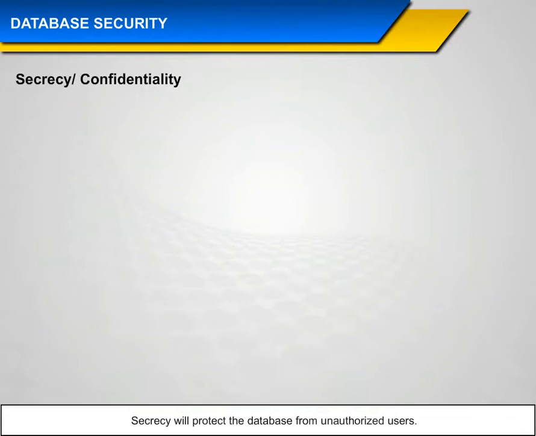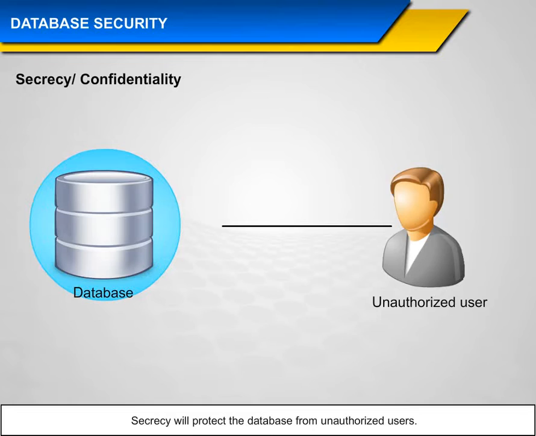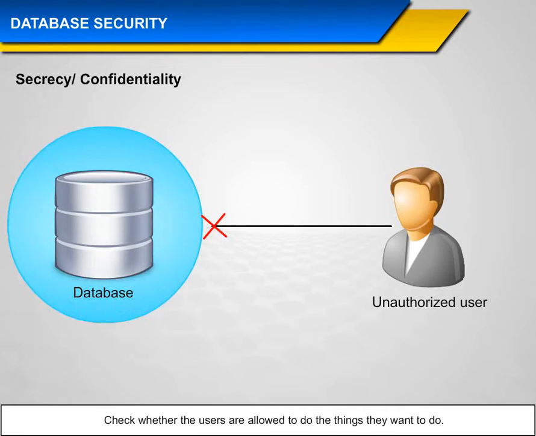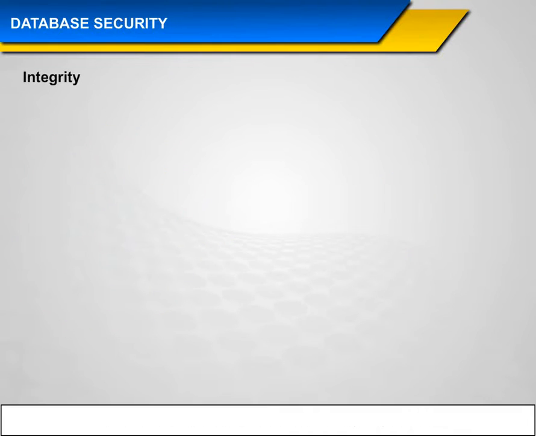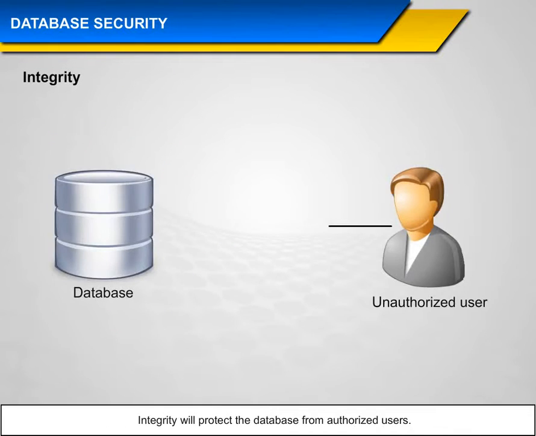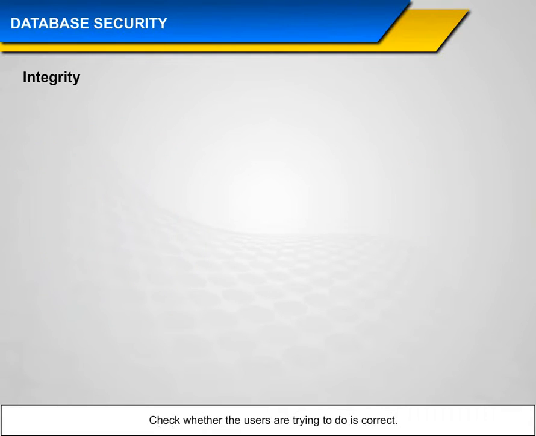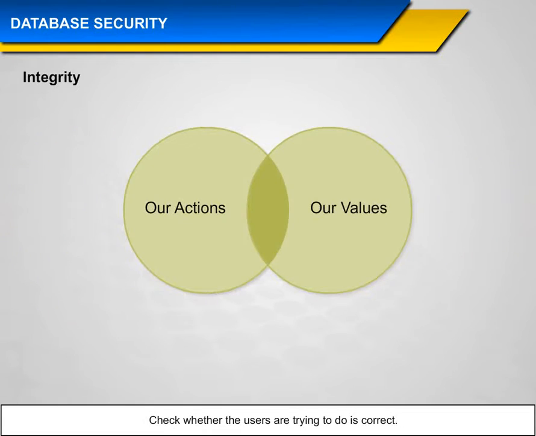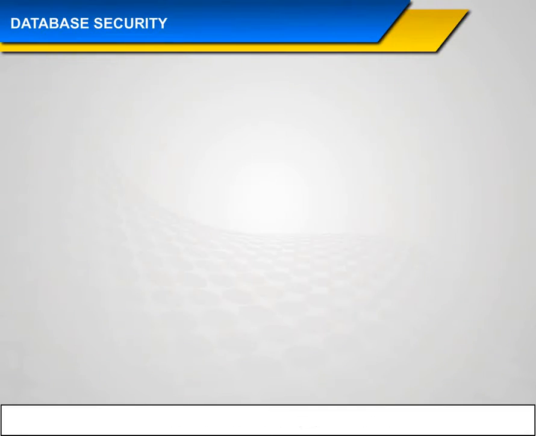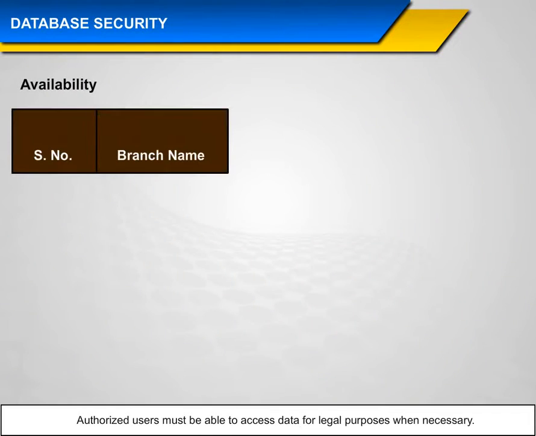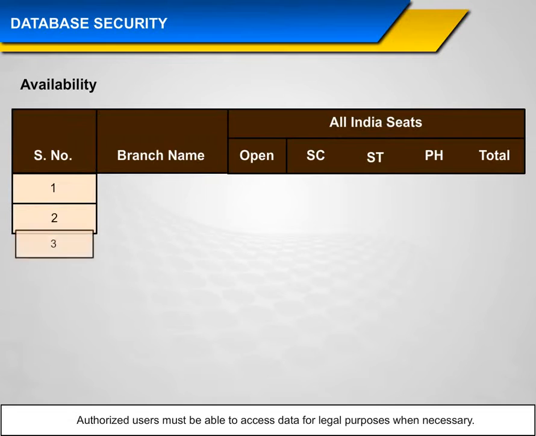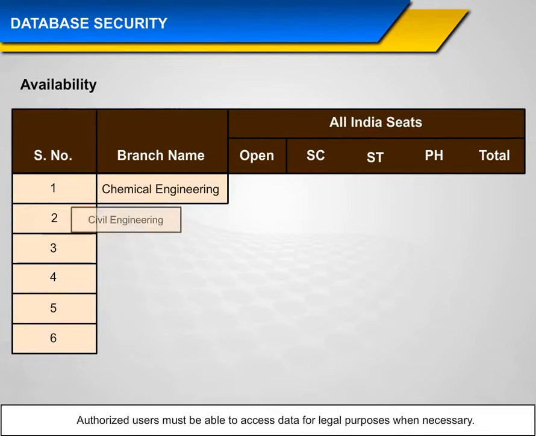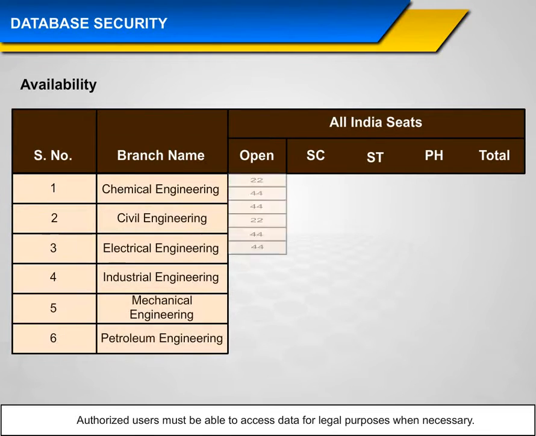Secrecy or confidentiality. Secrecy will protect the database from unauthorized users. Check whether the users are allowed to do the things they want to do. Integrity. Integrity will protect the database from authorized users. Check whether what the users are trying to do is correct. Availability. Authorized users must be able to access data for legal purposes when necessary.